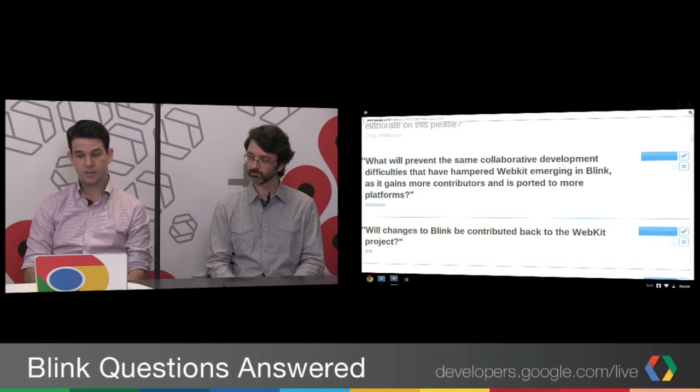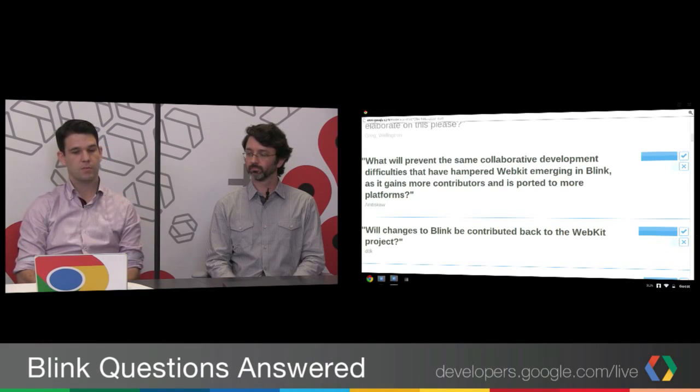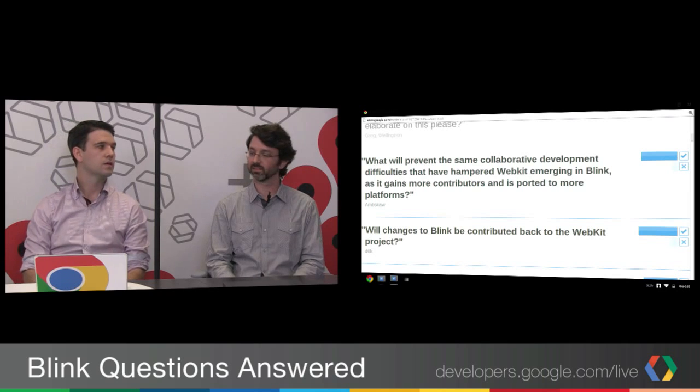The next question is, what will prevent the same collaborative development difficulties that hampered WebKit emerging in Blink as it gains more contributors and is ported to more platforms? So the key comment here is porting. And actually, Blink will be built on a virtual platform, if you will, that doesn't require a lot of porting effort to bring it to new platforms. You can see already that Chrome runs on a variety of devices, from desktop down to embedded systems.